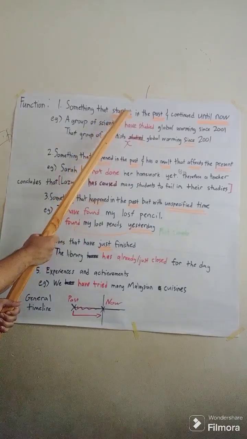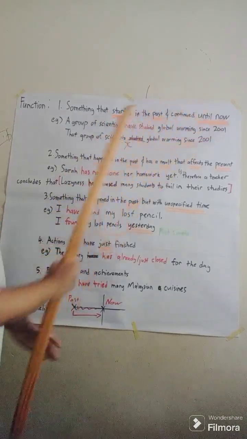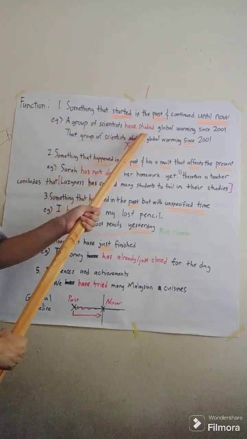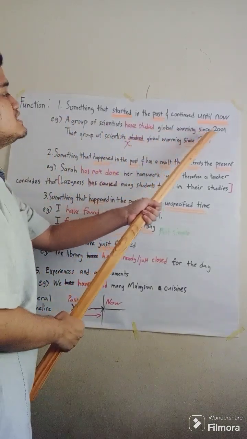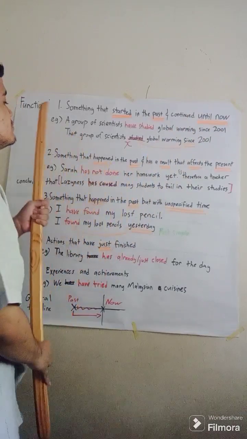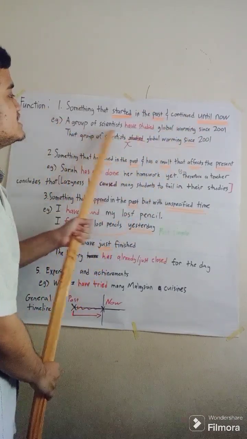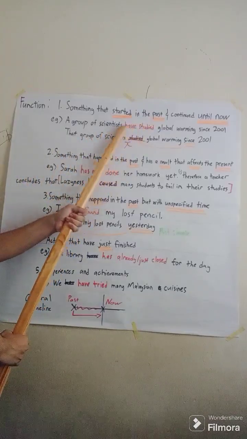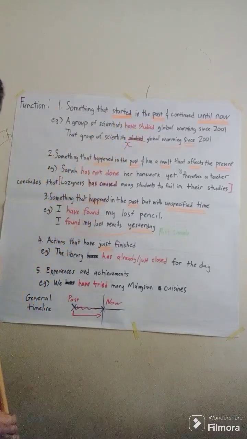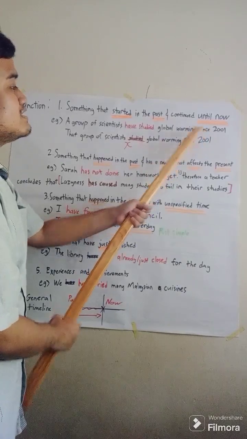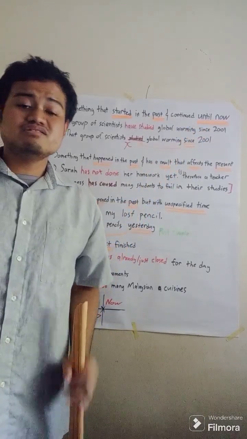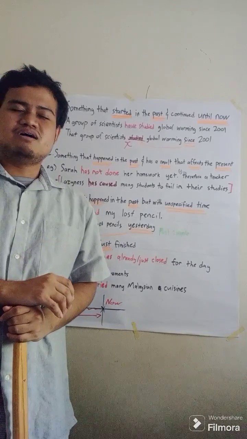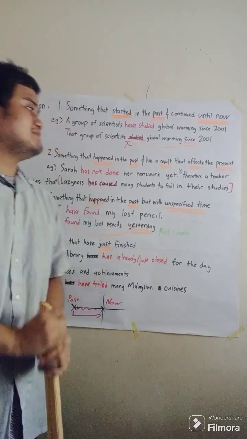Okay, I highlight: started in the past and continues until now. For example, a group of scientists has studied global warming since 2001. So why is this sentence in present perfect simple? Because of the present of the verb to have here, and also the present of since. Because as we all know, time adverbials are usually paired with present perfect simple.